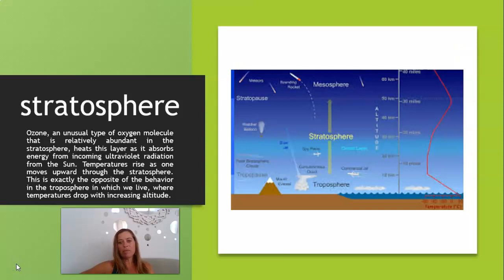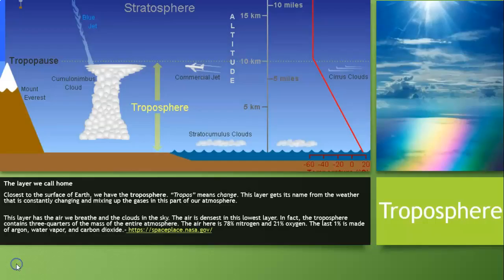The stratosphere is in between the mesosphere and the troposphere, which is closest to the Earth. The stratosphere is most known for the ozone layer, and the ozone layer is important for filtering out UV radiation. Unlike the troposphere, which gets colder as you go up, the stratosphere actually gets warmer as you increase altitude. The troposphere, this is the layer that we call home. This is where we're going to have commercial jets. This is where we're going to see our beautiful clouds. This is where we're going to have our weather.